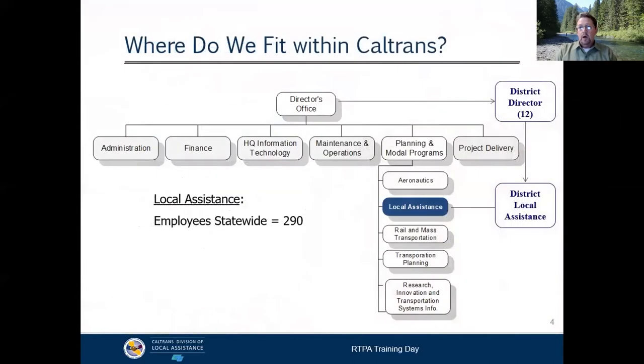Okay. So a little bit about how we're organized up front. We are one small part of Caltrans. We're in what's called the Planning and Modal Programs Wing. As some of you may be familiar with, our different divisions are housed under different deputies, and we are in what's called Planning and Modal Programs, which is with aeronautics, rail mass trans, transportation planning, and our research division, okay? That's kind of how we are organized internally.